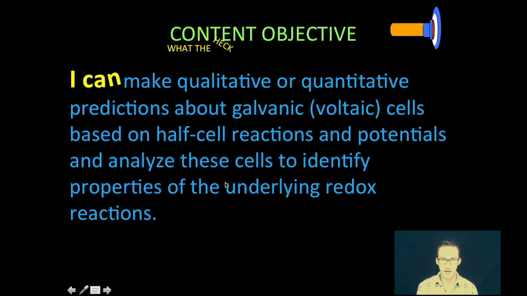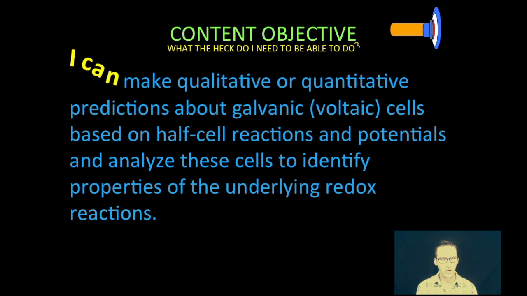Mr. Boylan here. Today we are going to make qualitative or quantitative predictions about galvanic cells based on half-cell reactions and potentials, and analyze these cells to identify properties of the underlying redox reaction. Now, that's a pretty intense objective. We talked about this very same thing in the previous video, but we're looking at a little bit different aspect today. We're going to take a little time out from electrochemistry.